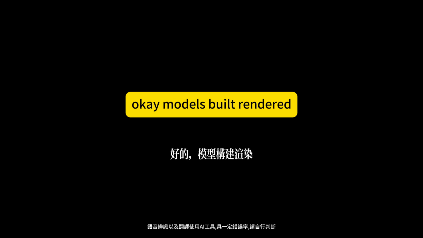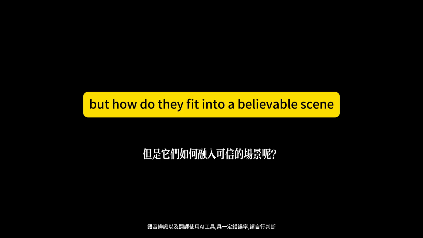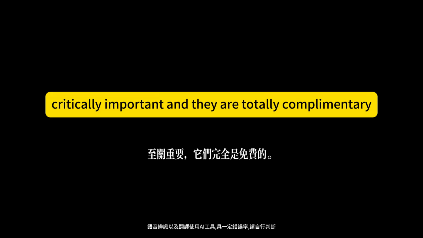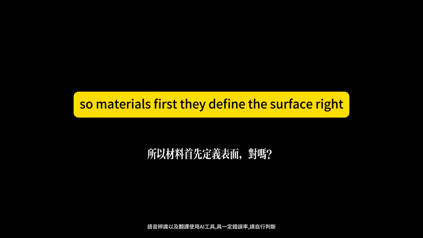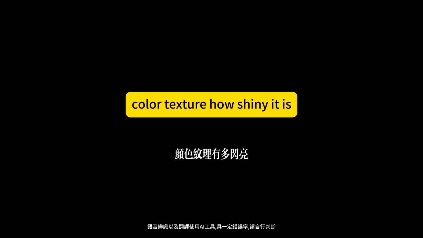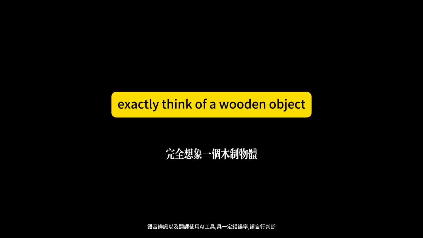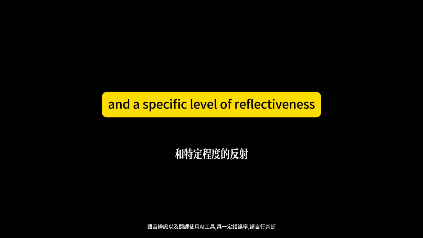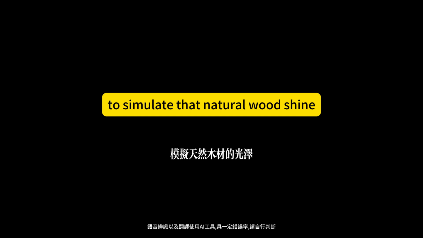It really is. Okay, models built, rendered, but how do they fit into a believable scene? That seems to be about materials and lighting working together. Critically important, and they are totally complementary. So materials, first they define the surface, right? Color, texture, how shiny it is. Exactly. Think of a wooden object. Its material includes the brown color, maybe a wood grain texture image applied to it, and a specific level of reflectiveness to simulate that natural wood shine.